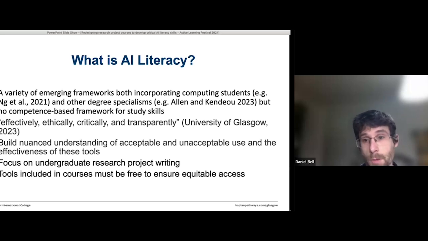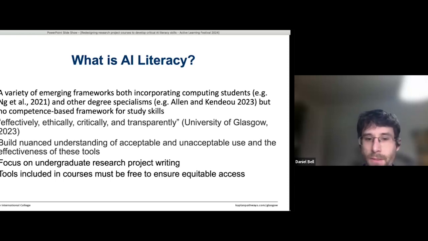There are some other frameworks for general AI literacy, but there's not really a specific competence-based framework for study skills, which really spells out what we should be teaching on study skills courses and how that relates to these more general and transferable AI literacy skills. But what I have found quite useful so far is the University of Glasgow's simple student-facing guidance, which is that we want students to use AI effectively, ethically, critically, and transparently.